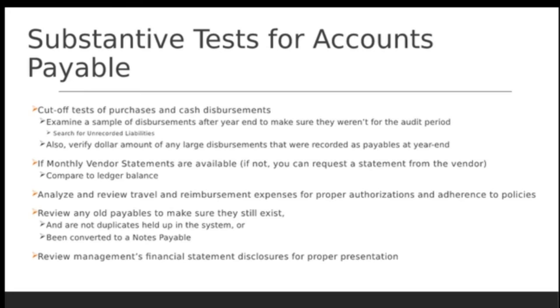You're going to review any old payables that are out there. Make sure they still exist. Because if you see something that they haven't paid in, you know, 9 months or a year or whatever, the possibility is it got duplicated in the system. They paid one and the other one's just sitting out there. So that could be a payable that really shouldn't be there. Another thing to think along these lines are if it's a significantly large one, they may have converted it to a notes payable, so it's no longer really an accounts payable anymore. So you just might want to verify that. And that will all lead to review management's financial statement disclosures for proper presentation.